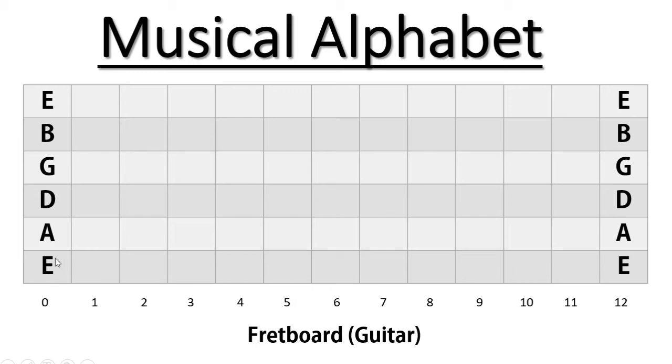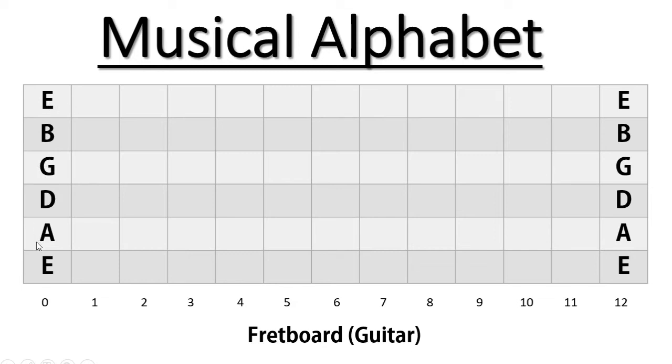Then the second string, if you are going up, if you're looking at it upside down, will be the A string. All right, and that's basically the string name for the second string. Then the third string will be the D string. The fourth string would be the G string, then the B string, and then you'll see that it's the E string again.